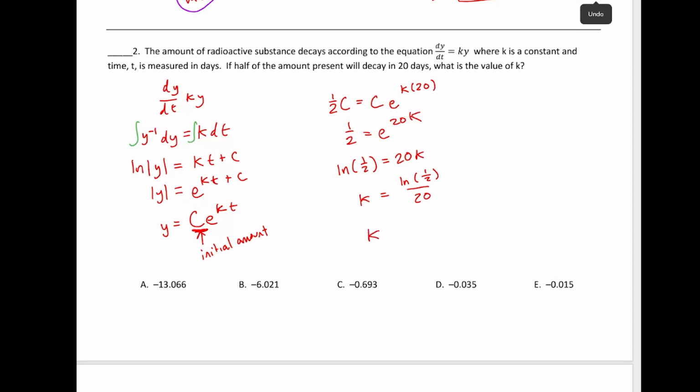So k is approximately negative 0.034, which I'd be happy with on a free response question, but all these answer choices are going to be rounded, so we're just going to call that a 5. Okay, so our answer is D.